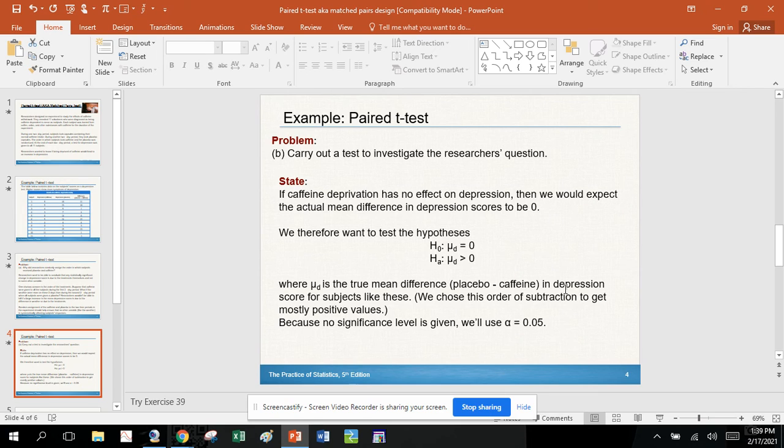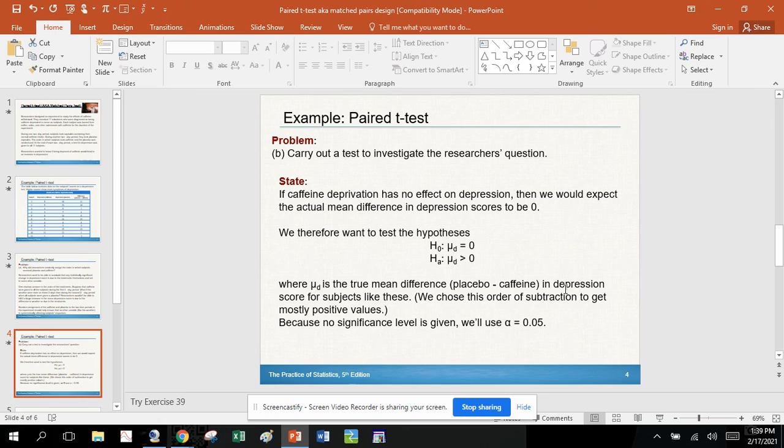All right, so let's go ahead and carry out the test. So remember, whenever you're carrying out a test, there are 4 steps. You want to state the problem, you want to plan, you want to carry out the statistical analysis, and then you want to make a conclusion. So in this case, we're trying to state what we want to do here. So we have our 2 hypotheses, and we're going to define the mean of the differences to be the true mean difference, which is the placebo minus the caffeine.